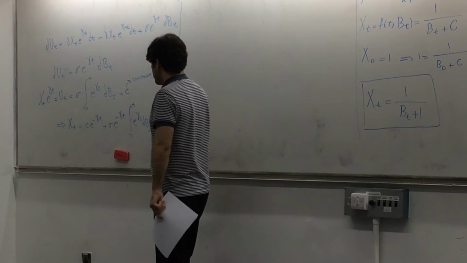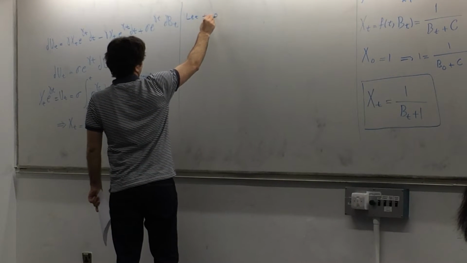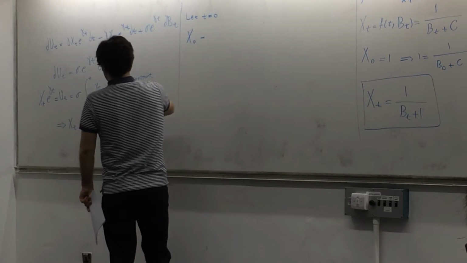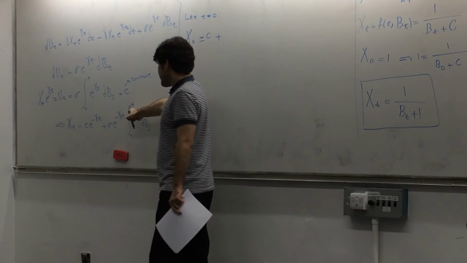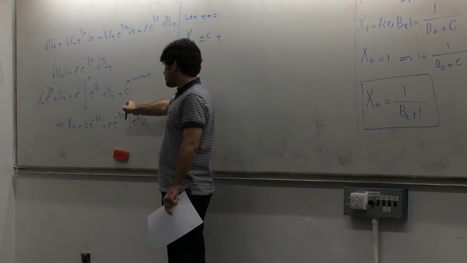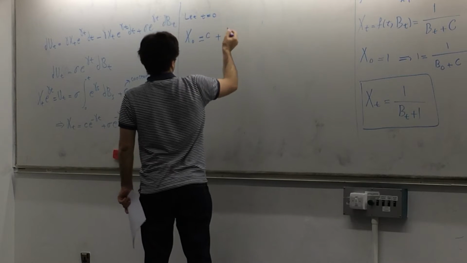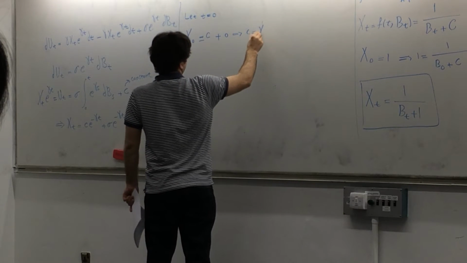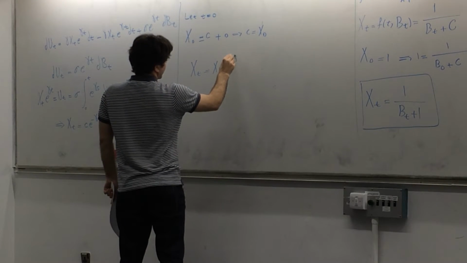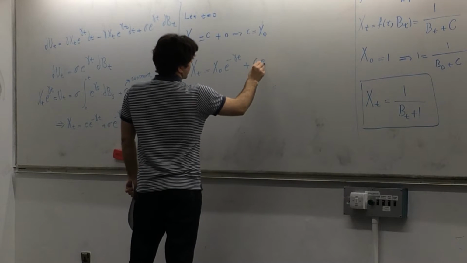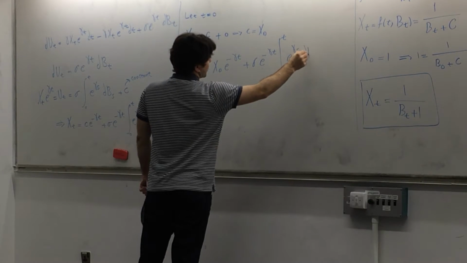So now we only need to determine c. Let t be 0. So we have x_0 equal to c, since e to the power of 0 is 1, plus, if you let t be 0, the integral from 0 to 0 is 0. So it will be plus 0, and therefore c is just x_0. And so x_t is x_0 e to the power of minus gamma t plus sigma e to the power of minus gamma t times the integral from 0 to t of e to the power of gamma s dB_s.